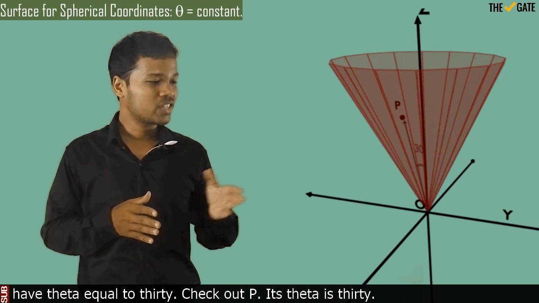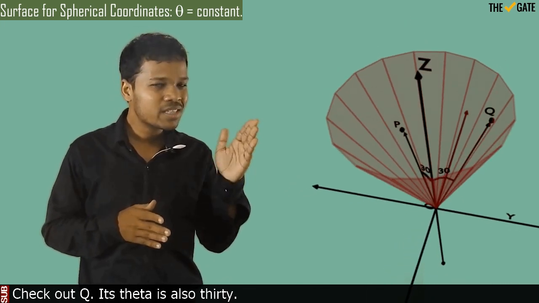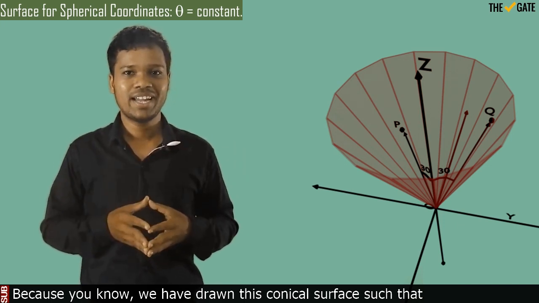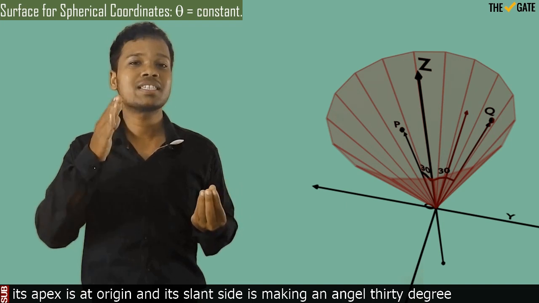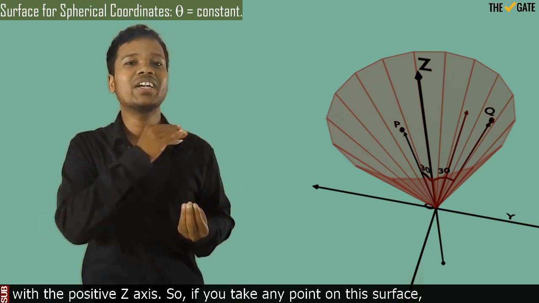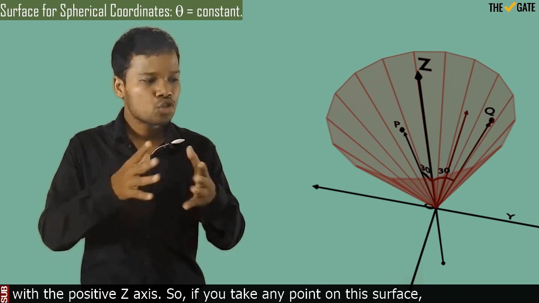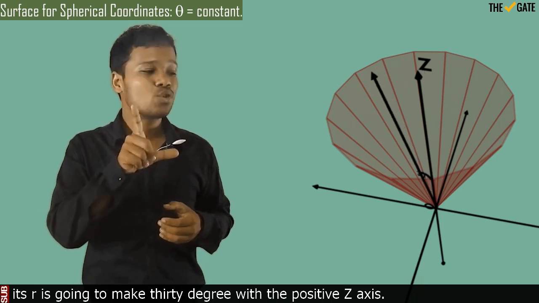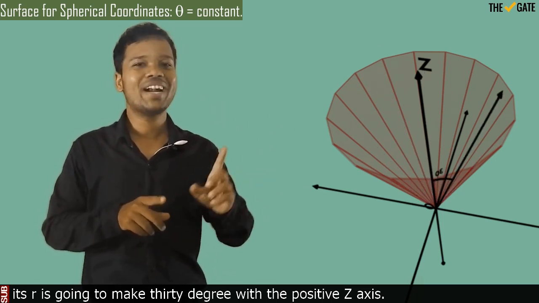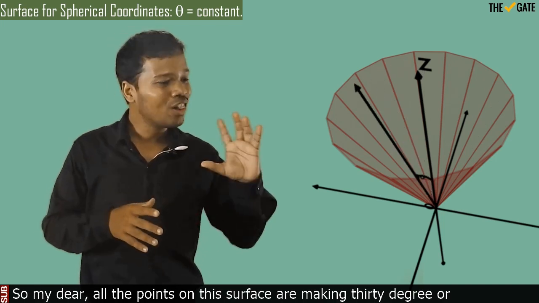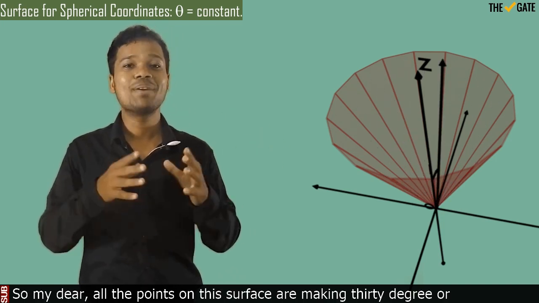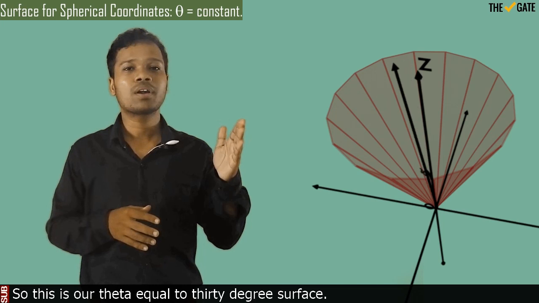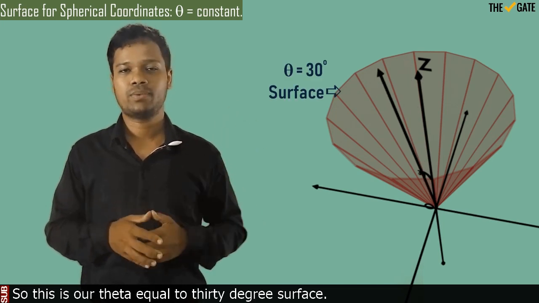Check out P, its theta is 30. Check out Q, its theta is also 30. Because you know, we have drawn this conical surface such that its apex is at origin and its slant side is making an angle 30 degree with the positive z-axis. So if you take any point on this surface, its r is going to make 30 degree with the positive z-axis. So my dear, all the points on this surface are making 30 degree or having theta equal to 30 degree. So this is our theta equal to 30 degree surface.